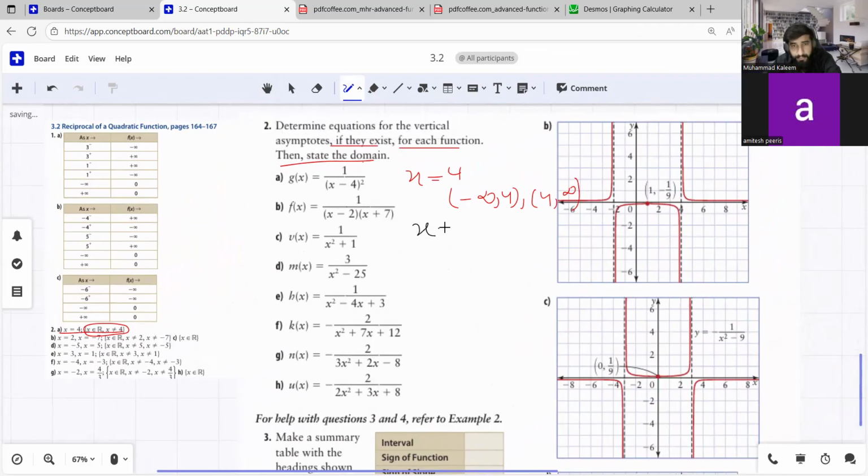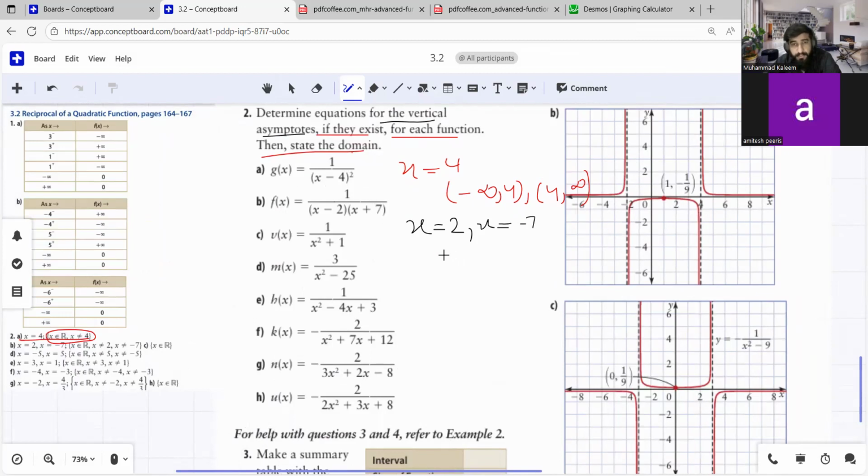Firstly, you have to tell me the equations for the vertical asymptotes. There will be two, 2 and -7. What will be the equations? x equals 2 and x equals -7. Yes. After that, we have to write the domain.